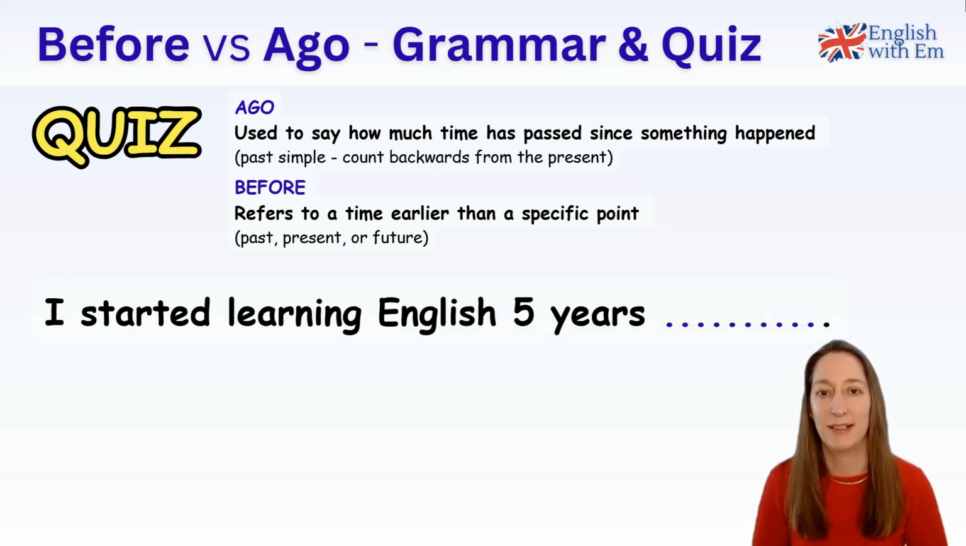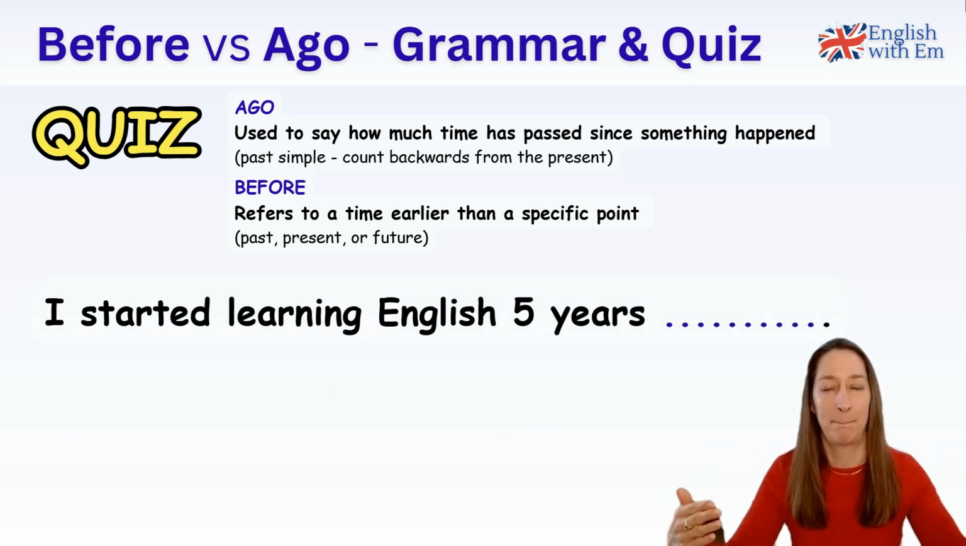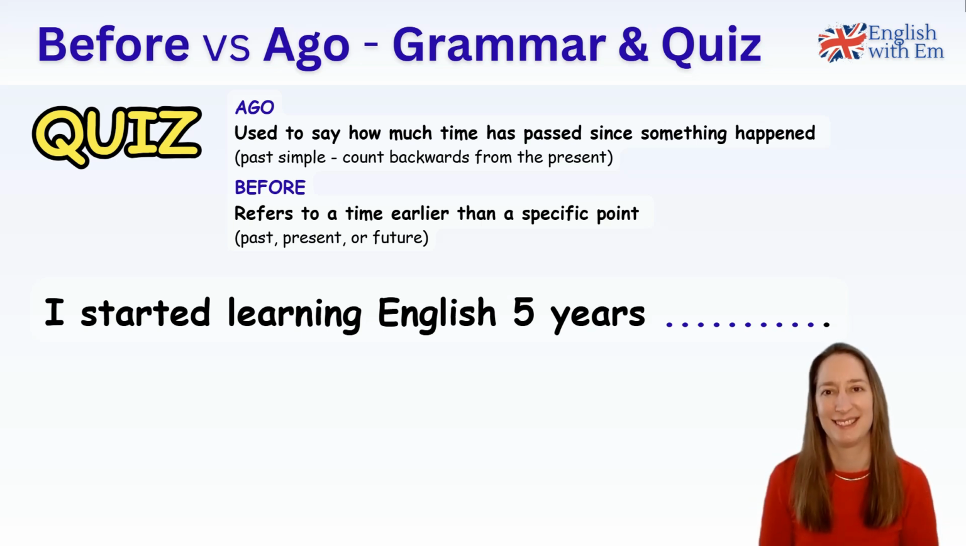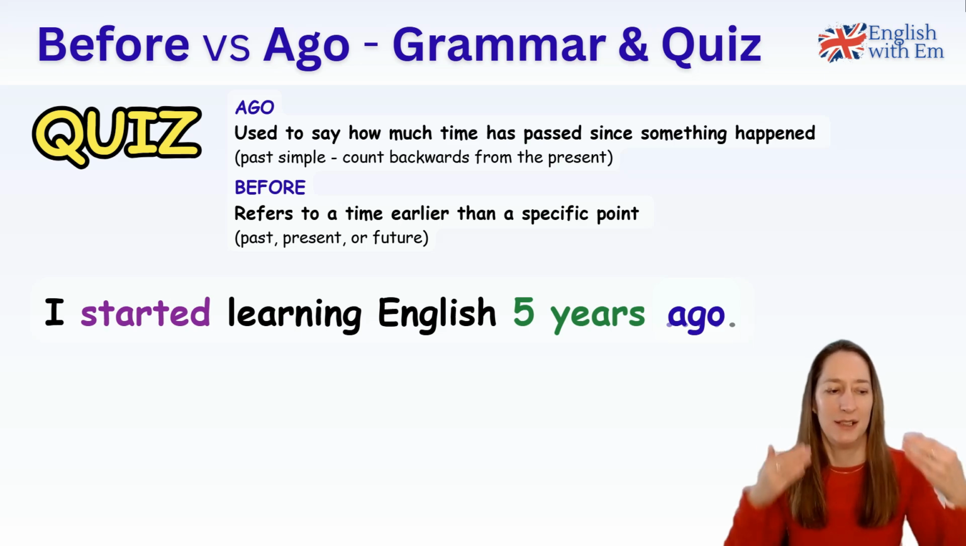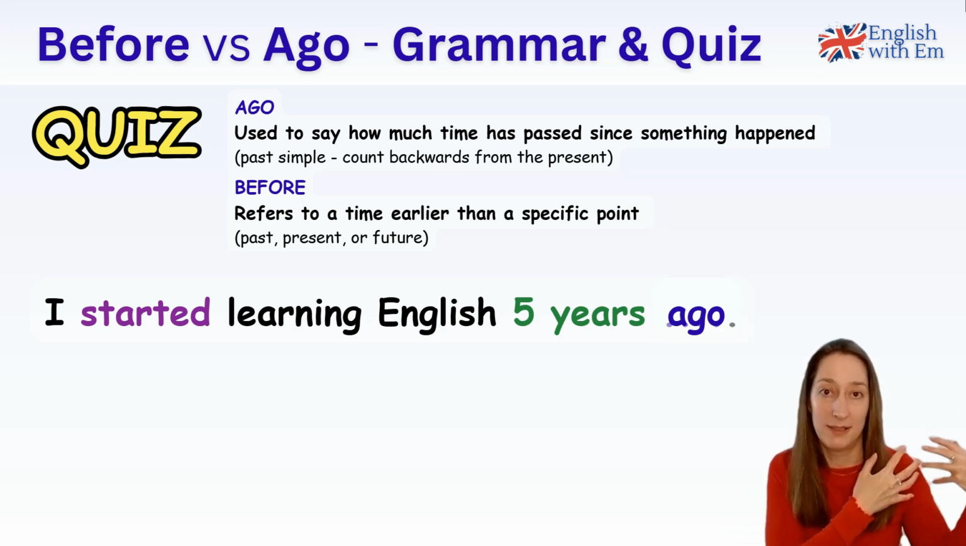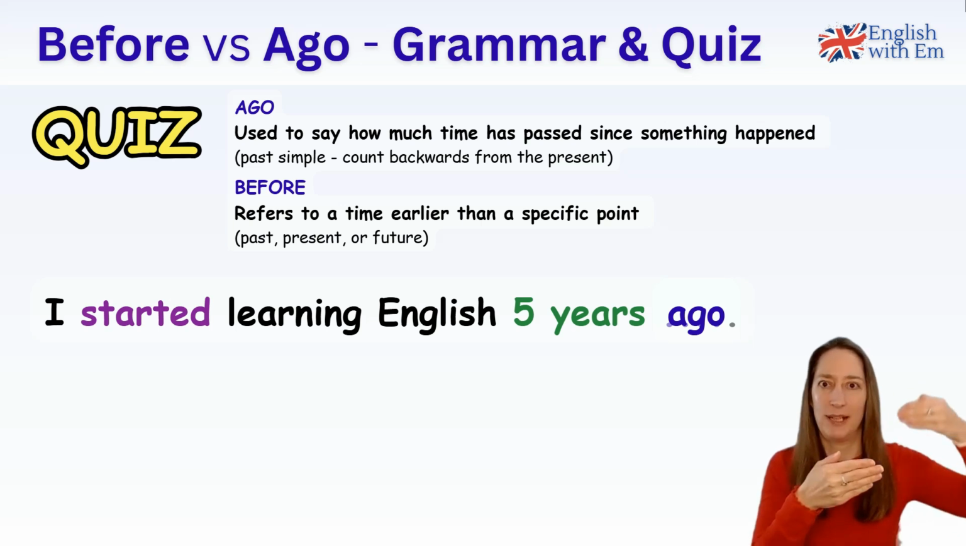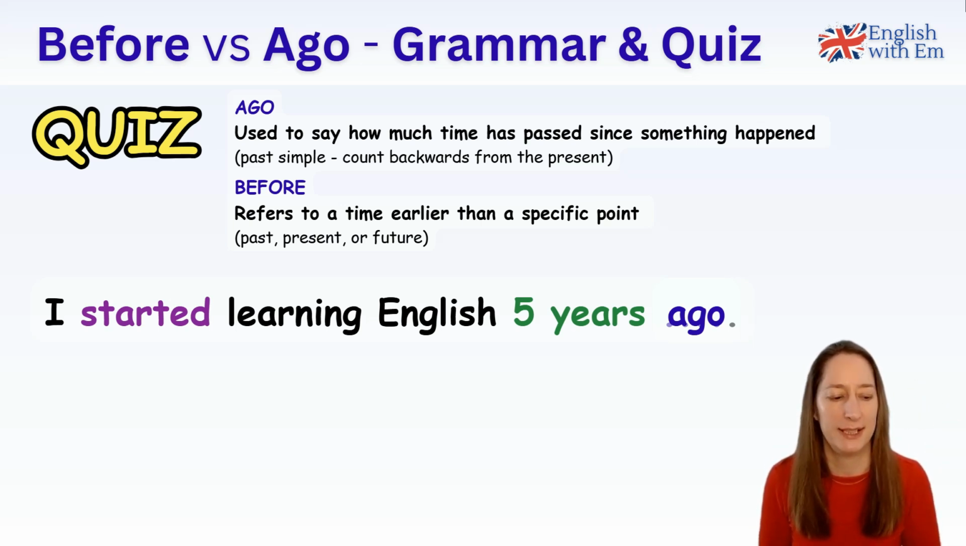I started learning English 5 years. Ago. I started learning English 5 years ago. So here we're talking about the past, started, we've got the past simple tense, and we're counting back from now, a period of 5 years. We can't say I started learning English 5 years before, because 5 years before what? There's no time clause or time expression there. It doesn't work.